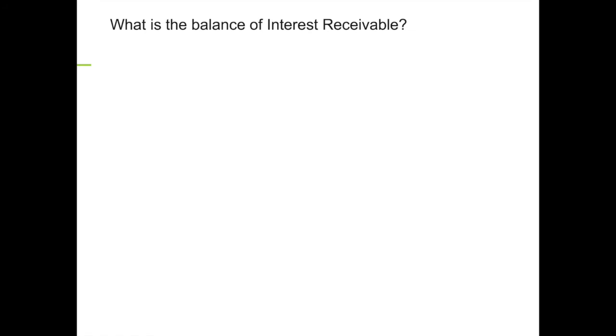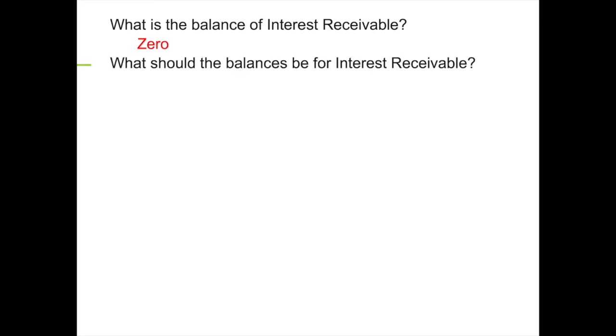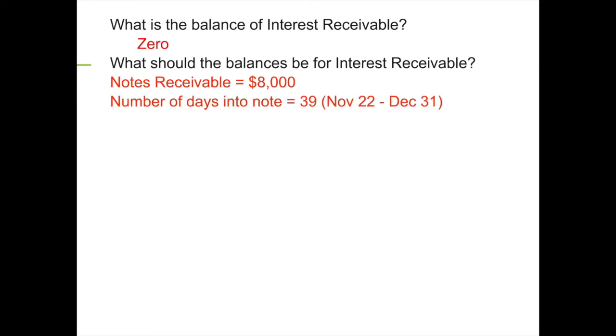What is the balance in the interest receivable? If you look at your unadjusted trial balance on page 427 of your working papers, you will see that you have a balance of 0 in the interest receivable because we have not recorded anything yet this fiscal period. What should the balance be for the interest receivable? We need to take a look at the note and figure it out. $8,000 is the amount of our note receivable, or the principal amount. The number of days into the note: the note was signed on November 22nd, so from November 22nd till the end of the fiscal period, December 31st, that would be 39 days into the note.